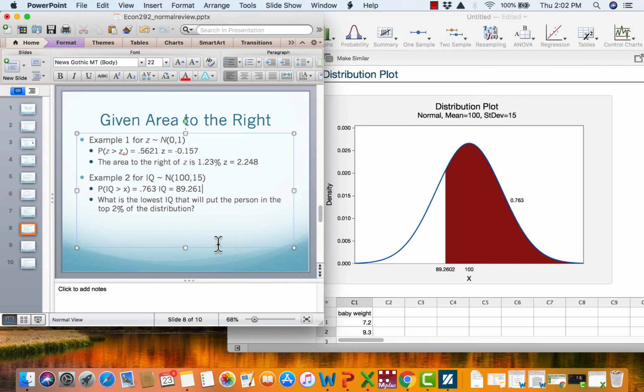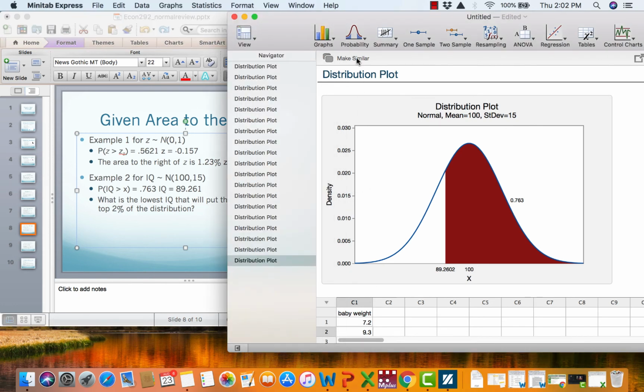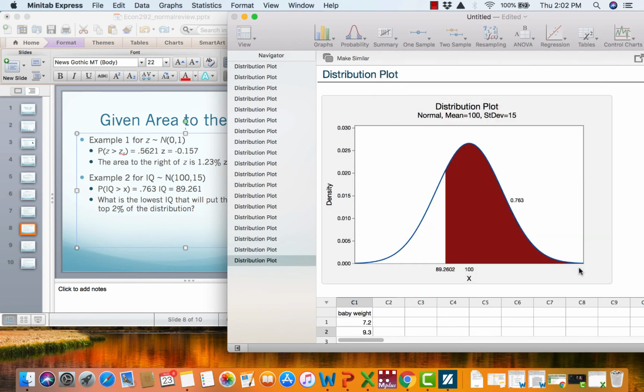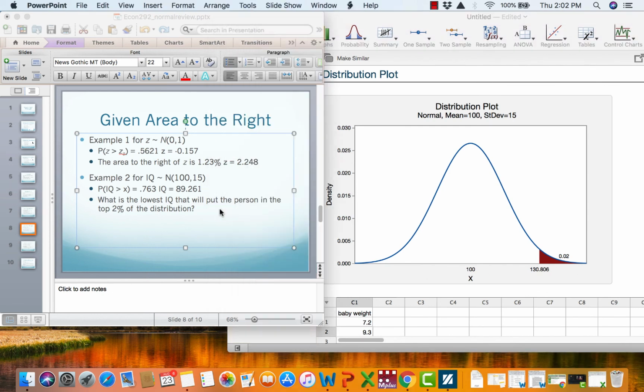All right. What is the lowest IQ that will put the person in the top 2% of the distribution? All right, so top 2% is a right tail problem. We just need to change the probability to 0.02, and we say okay. All right, and we get that IQ appropriately rounded is 130, and we're given here to the thousandth place, so there's nothing to round.